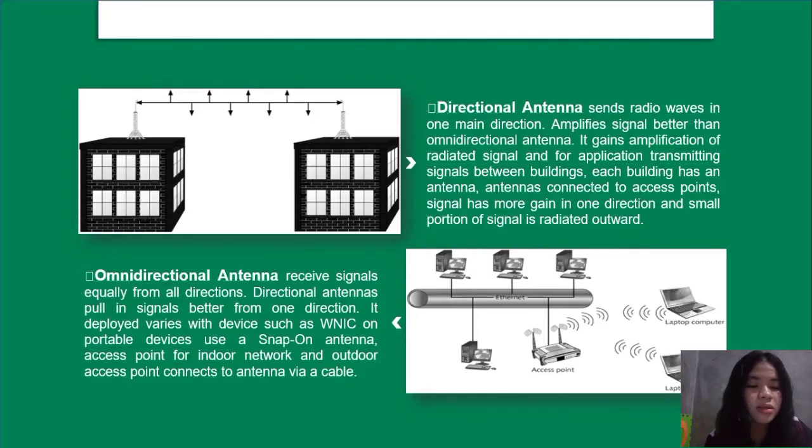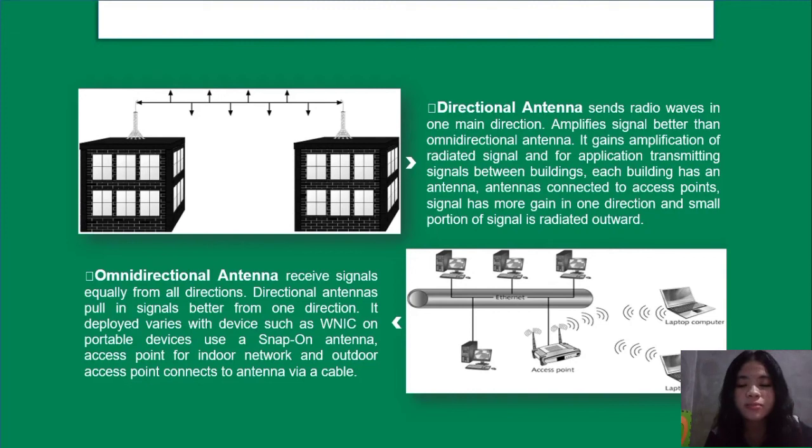Directional antenna sends radio waves in one main direction. Amplifies signal better than omnidirectional antenna. It gains amplification of radiated signal and for application transmitting signals between buildings. Each building has an antenna. Antenna is connected to access points. Signal has more gain in one direction and small portion of signal is radiated outward.